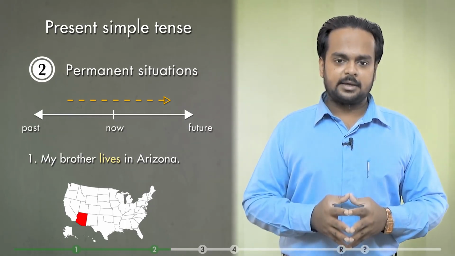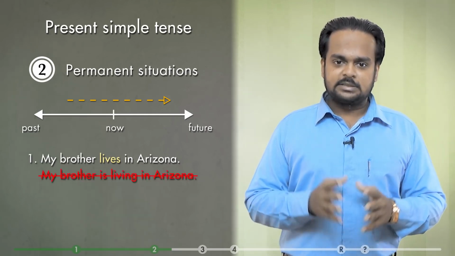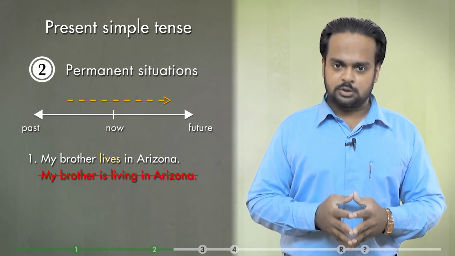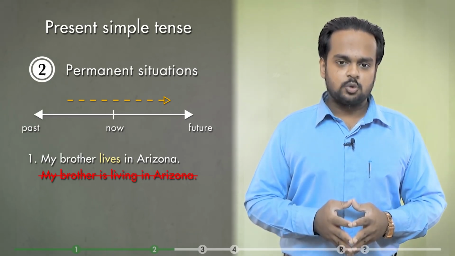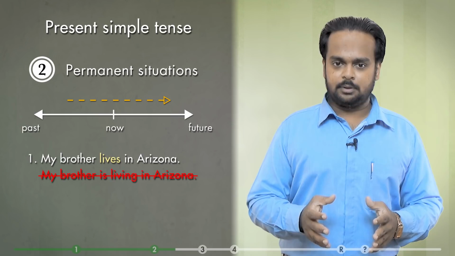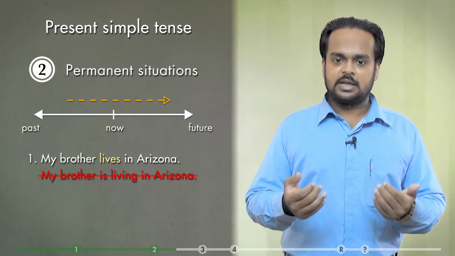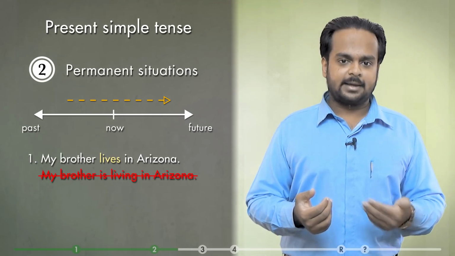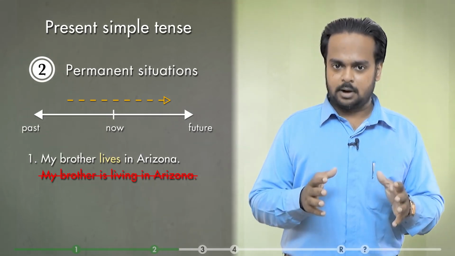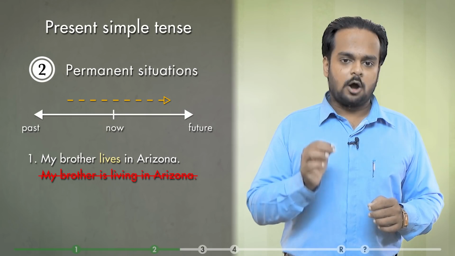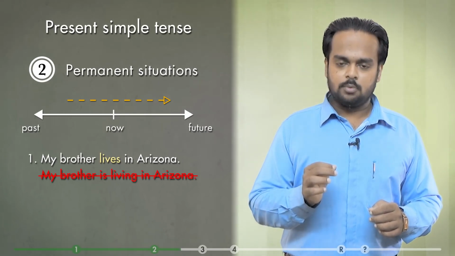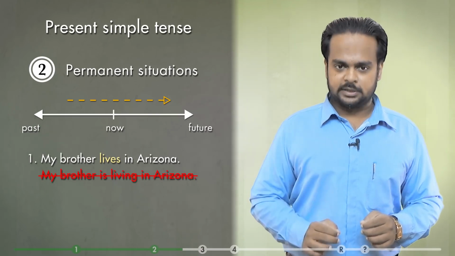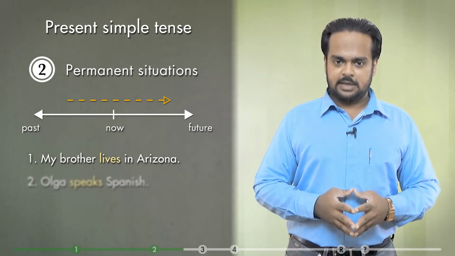A common mistake is to say, my brother is living in Arizona. If you use an ing or continuous form, then that makes the situation temporary. For example, I could say, my brother is living with me for a few months. When you hear that, it sounds like it's not permanent. It's temporary. But when you want to talk about a permanent situation, remember to always use the present simple and not the continuous tense.